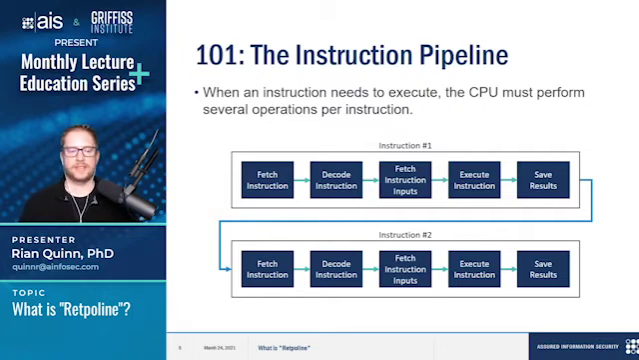The issue with this is if we look at it from this point of view, when instruction number 1 is being decoded, so it's in step 2 that I have here in this diagram, the hardware for fetching the instruction and the hardware for getting the inputs and executing the instruction and saving the results, it's all dormant. It's not doing anything. And this is an issue because there's an inefficiency here. What if I could find some way to keep all of the hardware busy constantly?